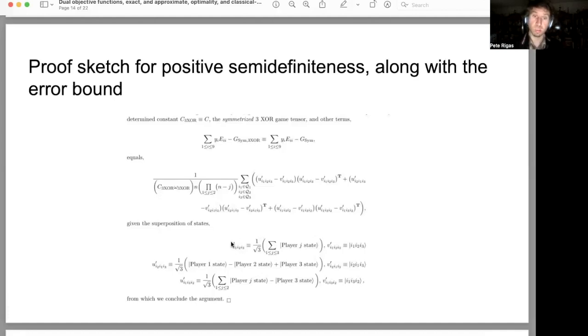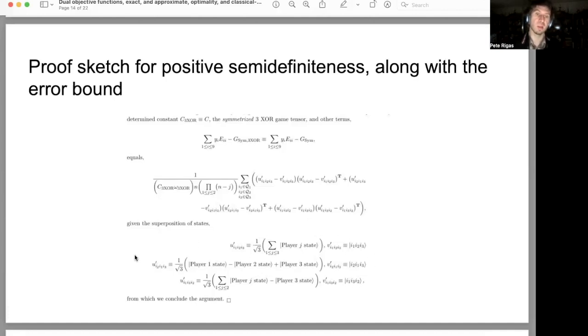u prime of I sub 1, I sub 2, I sub 3, is given by a normalization of 1 over square root of 3 times a summation over ket states corresponding to the responses from each player to the referee's questions, while the v prime of I sub 1, I sub 2, and I sub 3 term is just a ket of I sub 1, I sub 2, and I sub 3.